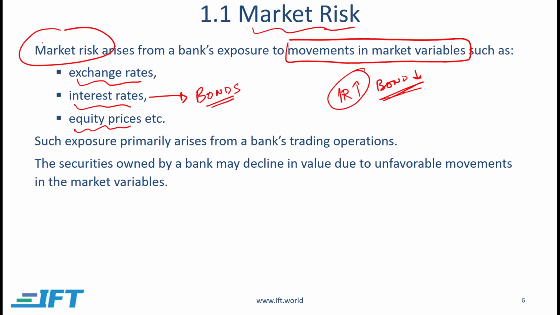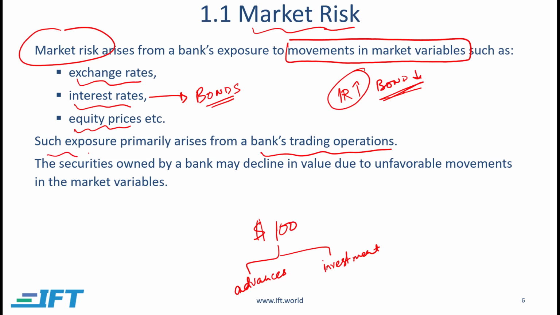Now, what happens is that the bank might have $100, let's say, in deposits, just keeping it simple. Part of that will be given out as loans, what we usually call advances, right? And then part of that might be investments. So these investments are going to be made based on the bank's trading operations. And because of that, what is the exposure that you're going to get? That is known as market risk. And these securities which the bank is investing in might decline in value due to unfavorable movements in market variables such as exchange rates, interest rates, equity prices, and so forth.